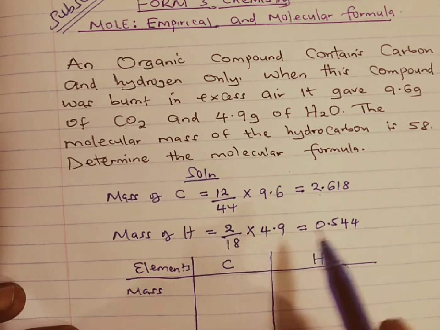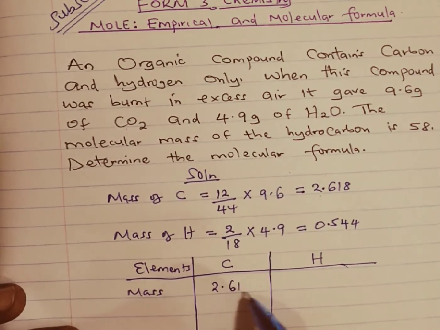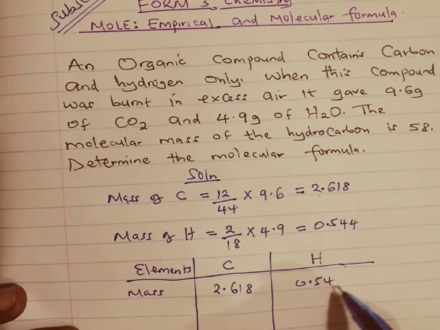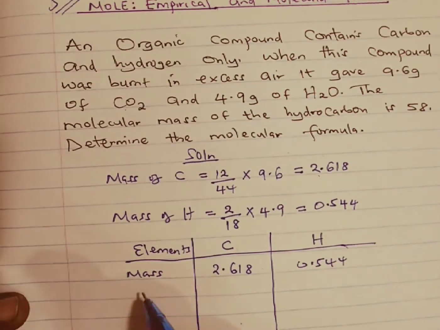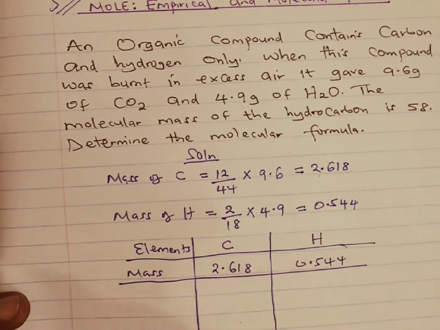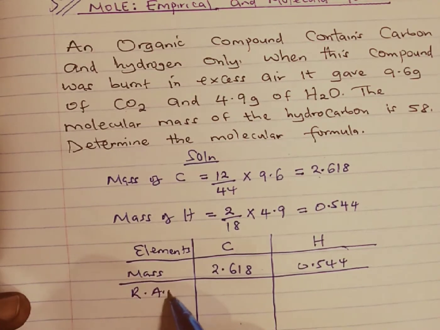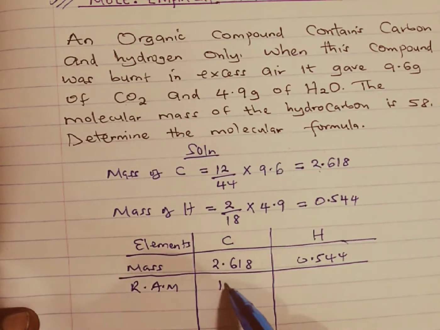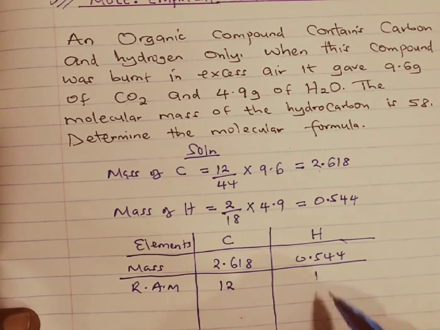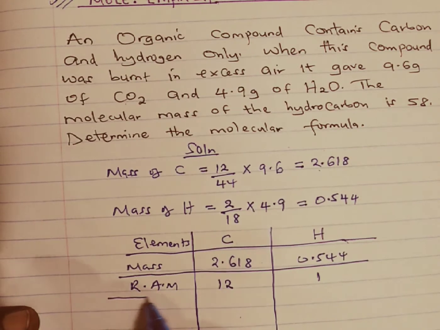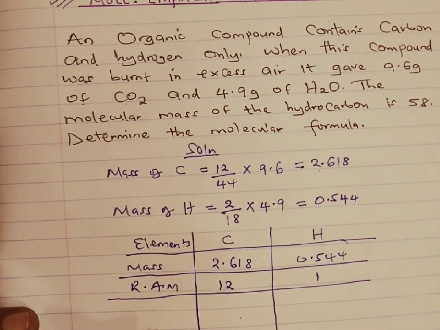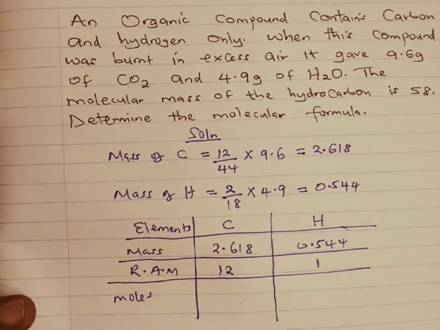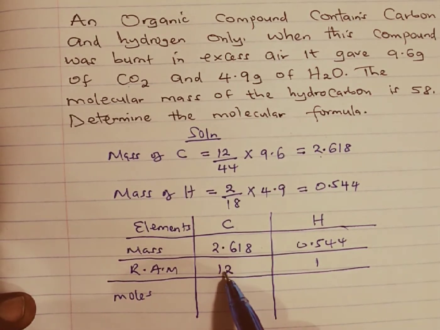Once we have the elements present, we go to the next step where we look at their masses. The mass of carbon is 2.618 and that of hydrogen is 0.544. Once we have the mass, we can now look at the relative atomic mass, and the relative atomic mass of carbon is usually 12, that of hydrogen is 1. And once we have the mass and the RAM, we can calculate the moles, and we know for us to get the moles, we take the mass, we divide by the RAM.